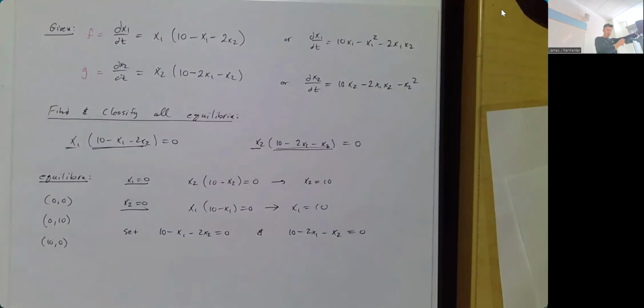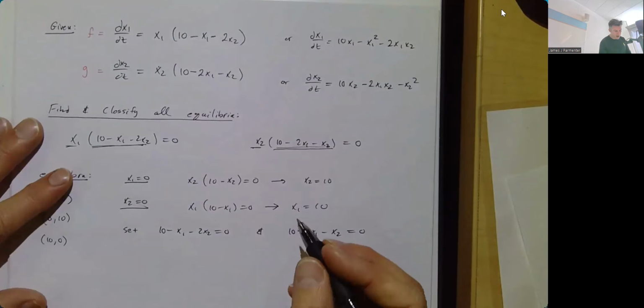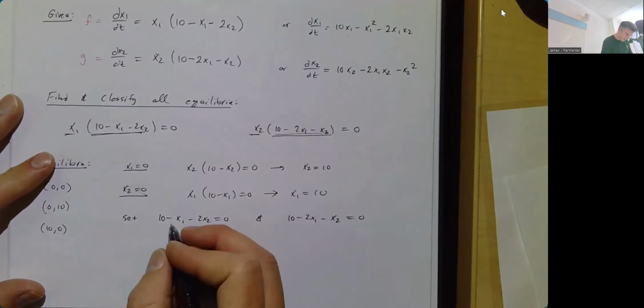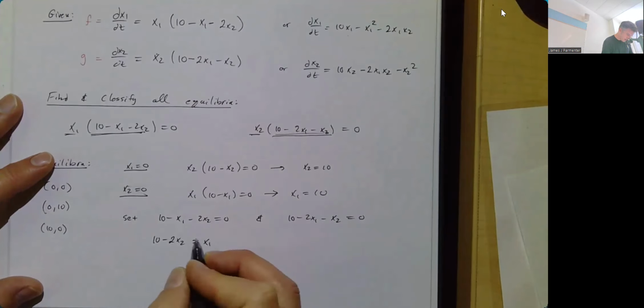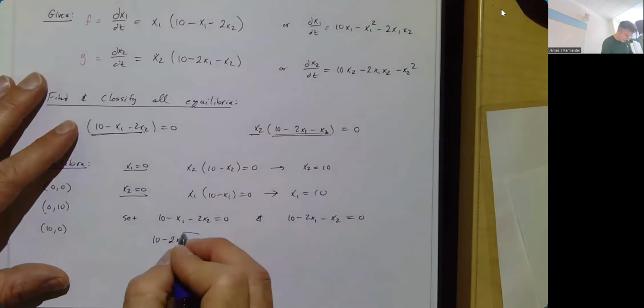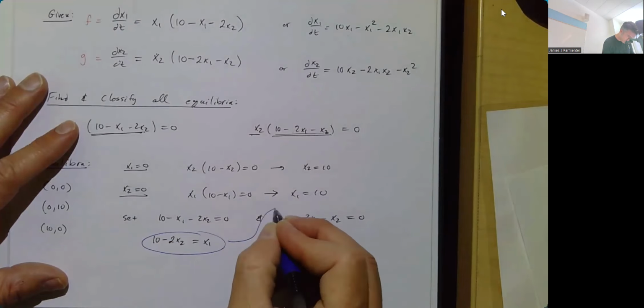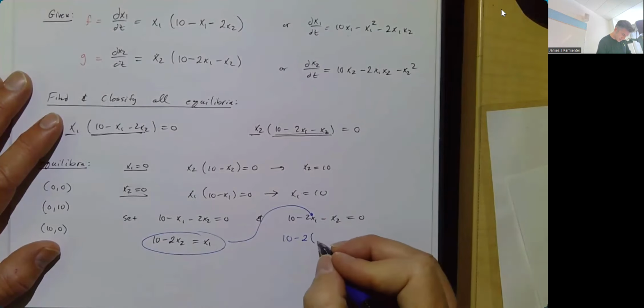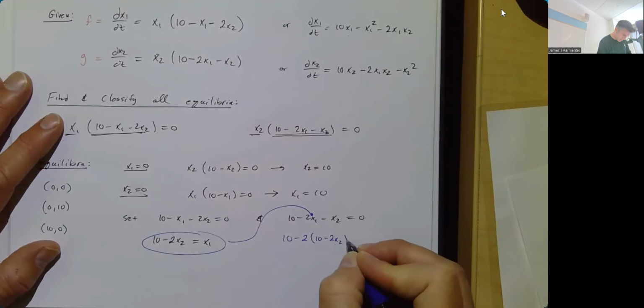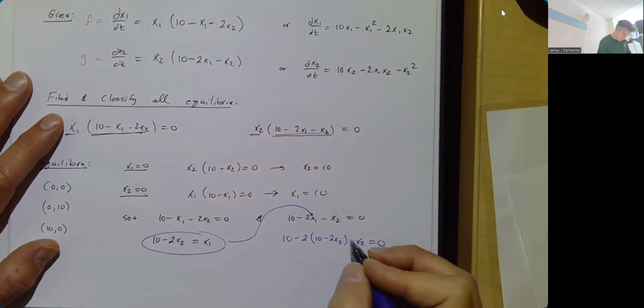What I'm going to do is solve one of them for x1 or x2 and then plug it into the other one. That's not the only way you can go. You can also try to eliminate stuff. I didn't write them on top of each other, so I don't want to do it that way. So I'm going to solve this for x1. So 10 minus 2x2 equals positive x1. And then we're going to take that and substitute it in for x1 right over there. Then over here, I have 10 minus 2 times (10 minus 2x2) minus x2 equal to 0.